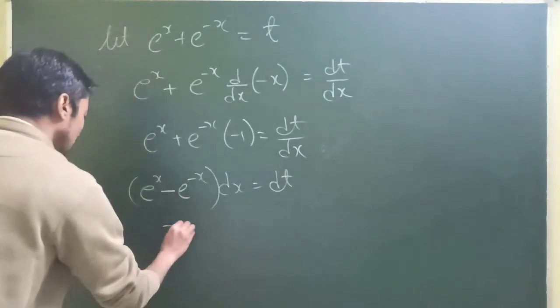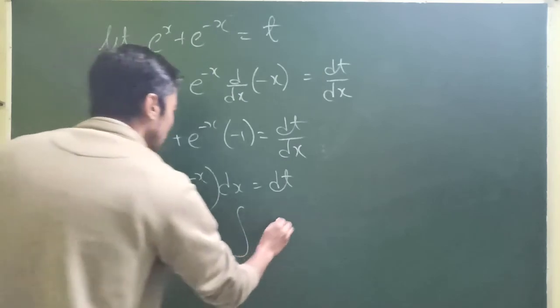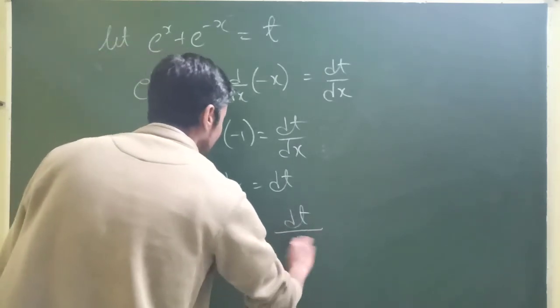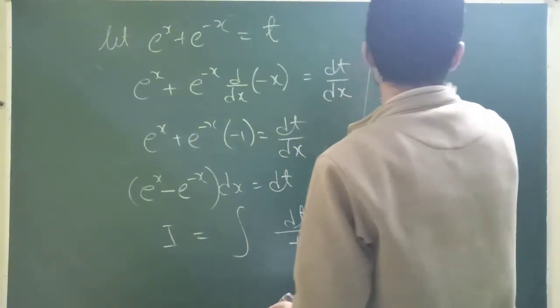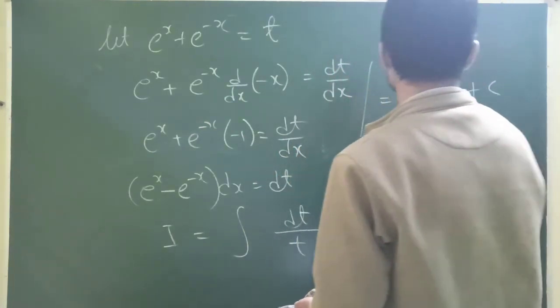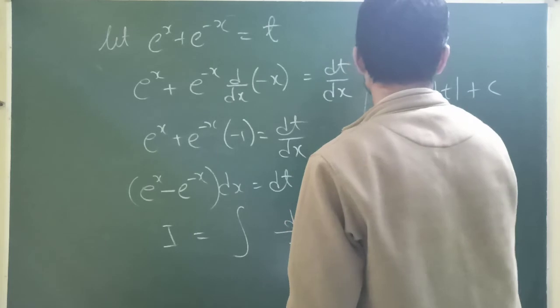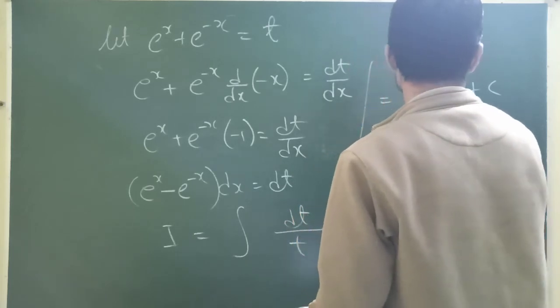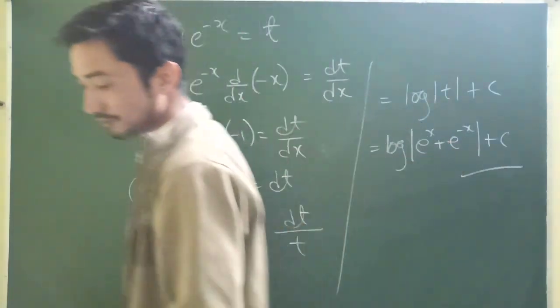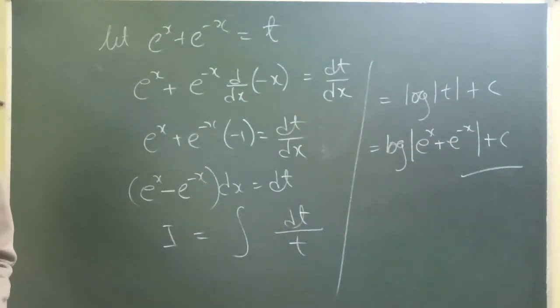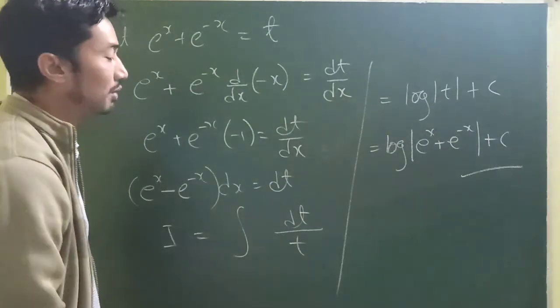I told you now I'll be getting the numerator, so this is dt, this is t. So that's simply log of t plus c. So that's simply log of e power x plus e power minus x plus c. This chalk is really giving me a big problem.